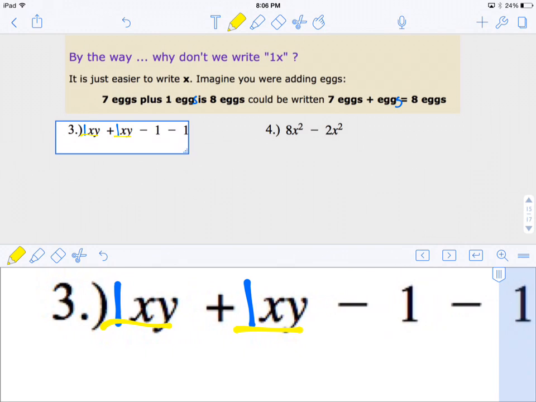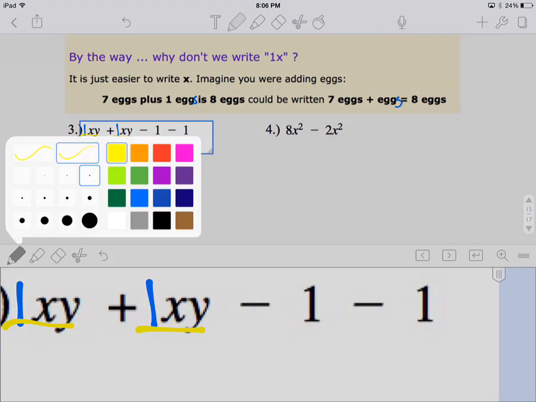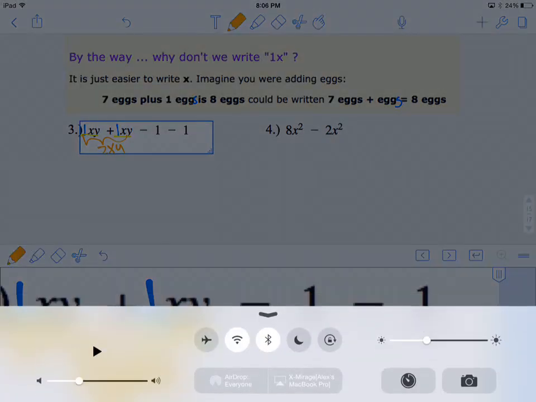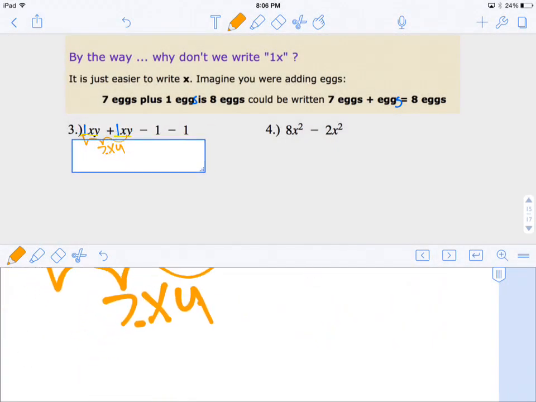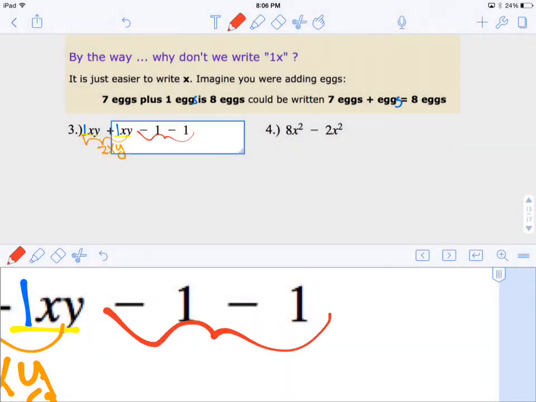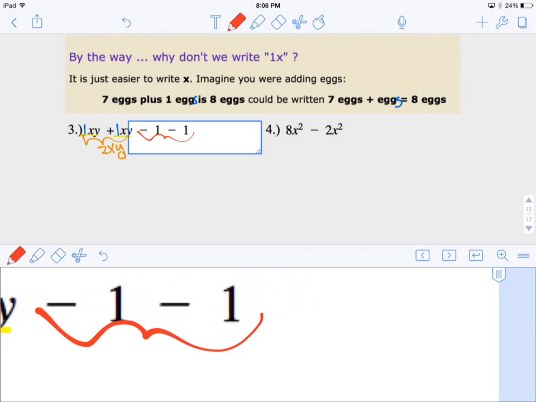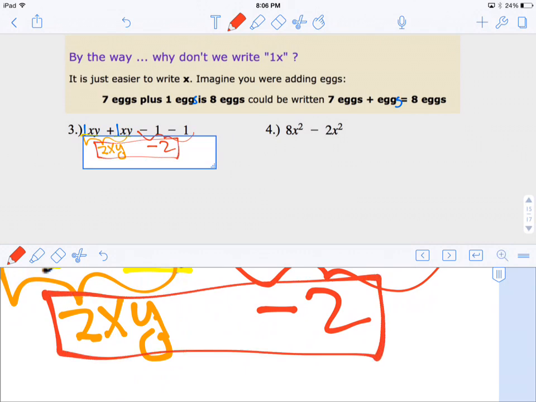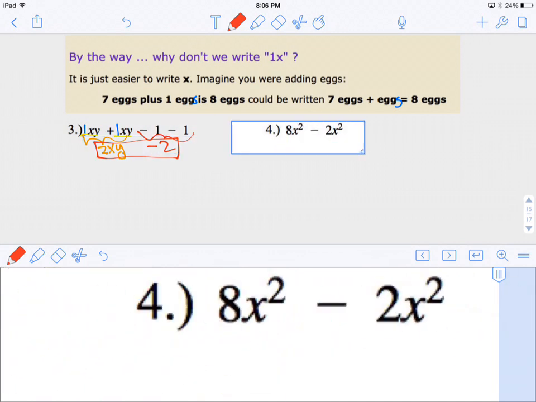So we have one xy and one other xy. That makes 2xy. Sorry, 2xy. Went a little off screen. Over here, we've got -1 and another -1. Well, we did adding and subtracting integers earlier, so this is -2. So our final answer is 2xy minus 2. Okay, that's a full expression. Those two go together.